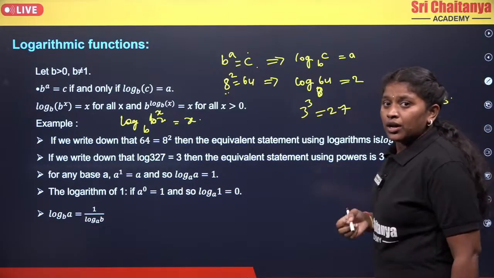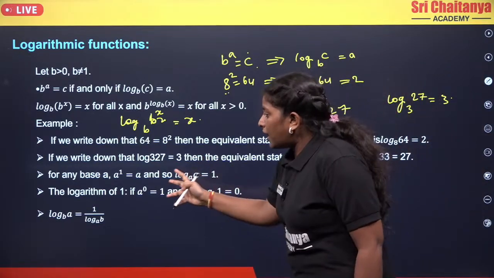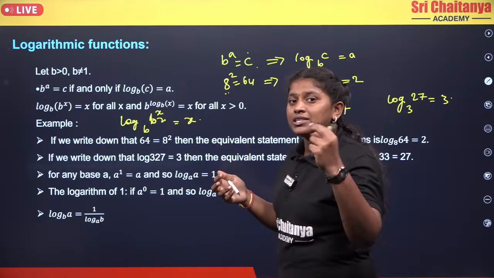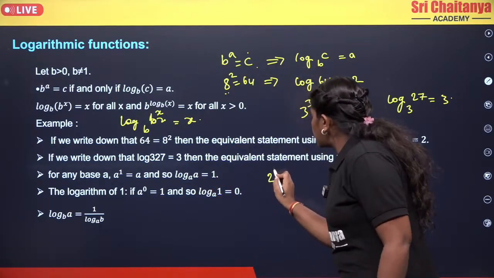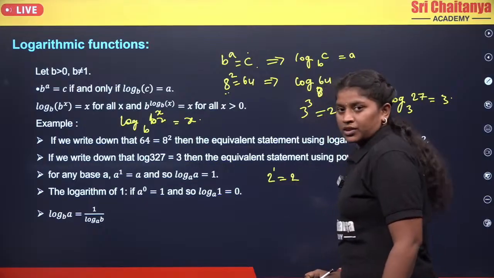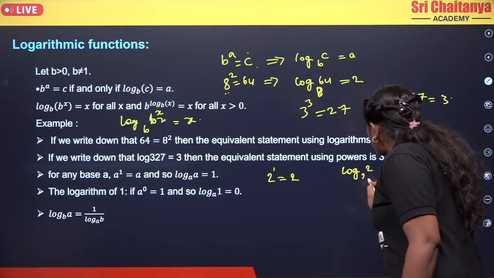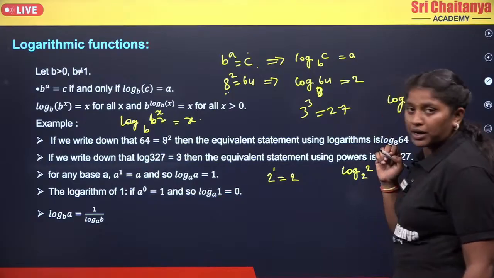Okay. Now coming to here, for any base, if you have power 1, then you will get the same value, right? It means 2 to the power 1 equals 2. Clear? Now what is the value of log 2 to the base 2? That becomes your value 1.